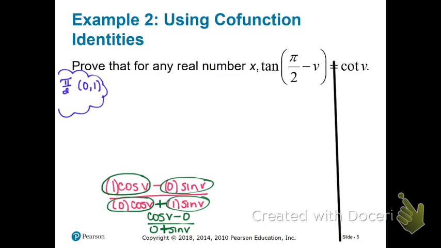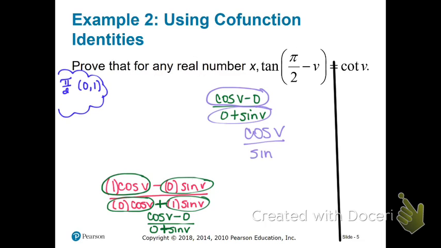Yes. Okay. All right, so we have cosine of v minus 0 over 0 plus sine of v. So cosine minus 0 is cosine of v over 0 plus sine is sine of v. And what is cosine of v divided by sine of v? Cotangent of v, and that's what we were after.